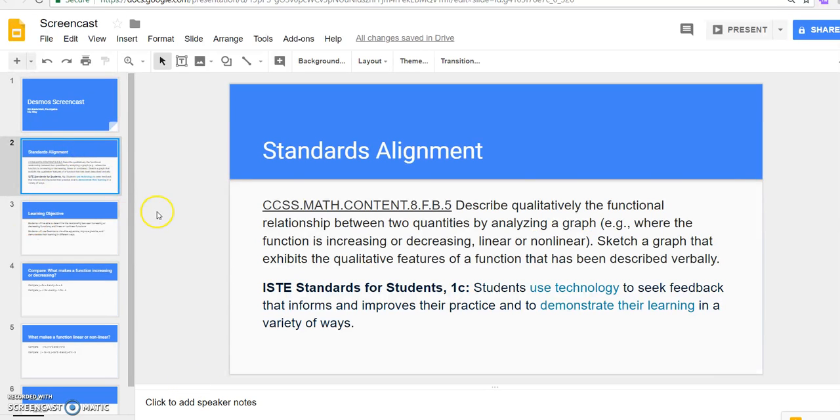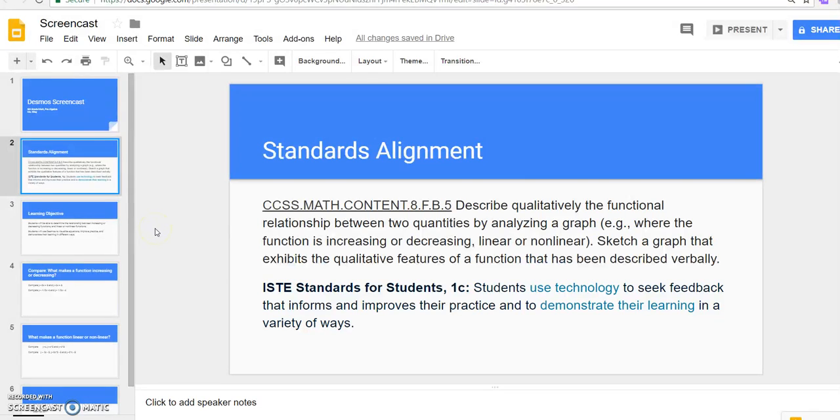So the standards that will align with our lesson today are the first 8th grade math standard: to describe qualitatively the functional relationship between two quantities by analyzing a graph where the function is increasing or decreasing, linear or nonlinear. Sketch a graph that exhibits the qualitative features of a function that has been described verbally. So in this screencast, we will focus mostly on increasing or decreasing. You will learn linear or nonlinear later on. And we will sketch a graph that exhibits the qualitative features after we do our screencast lesson.